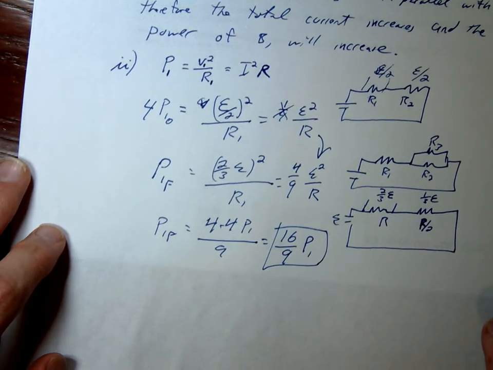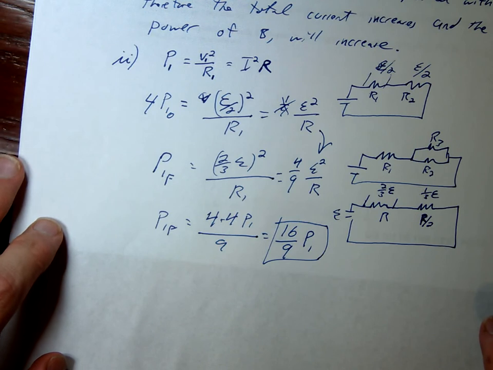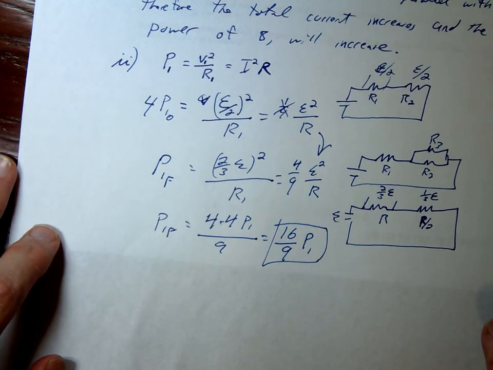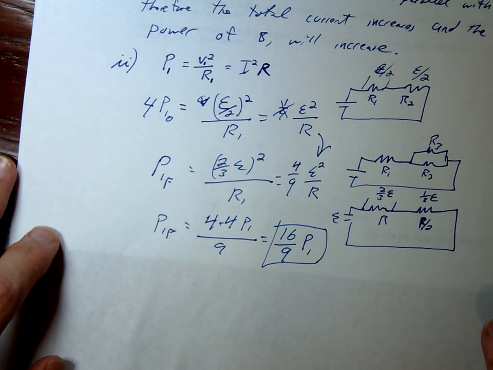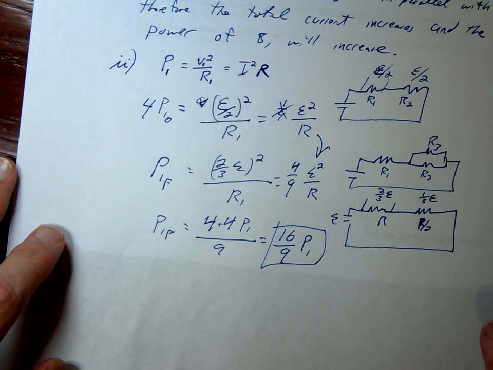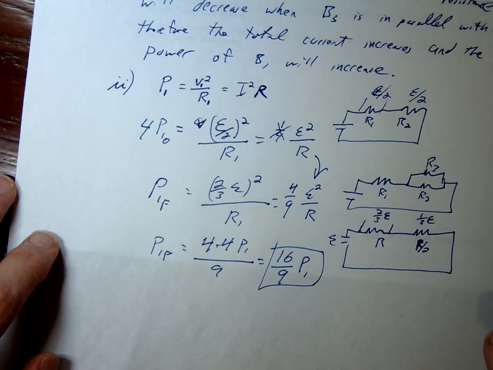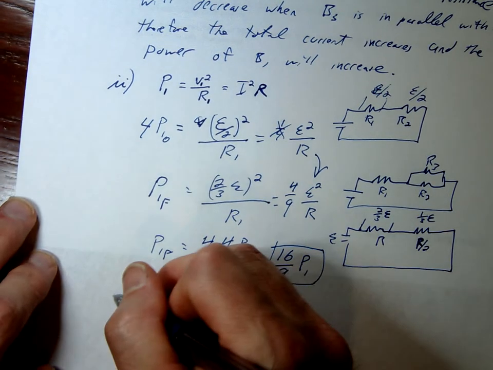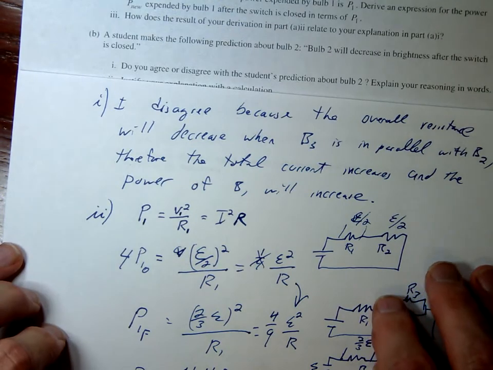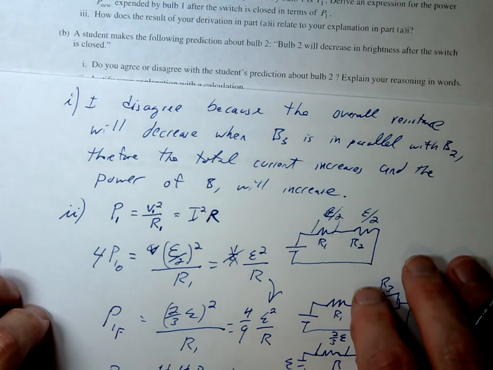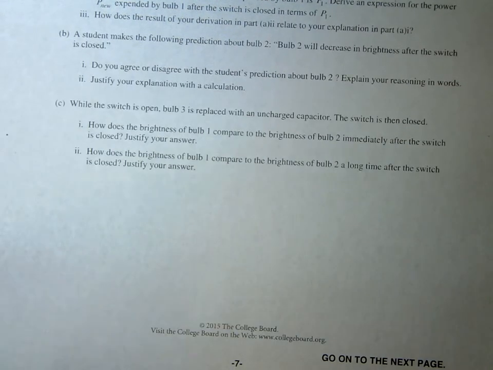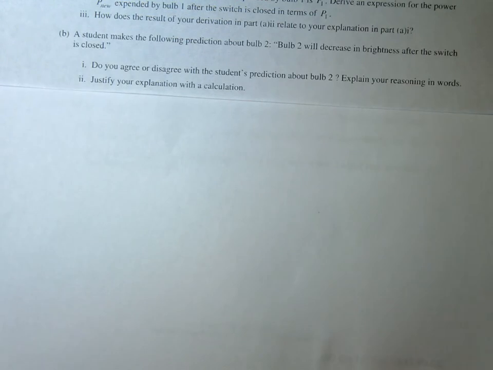A student makes the following prediction about bulb 2. Bulb 2 will decrease in brightness after the switch is closed. So that's true. Sorry, here we go. Student makes the following prediction. Bulb 2 will decrease after the switch is closed. Do you agree or disagree? So I agree.